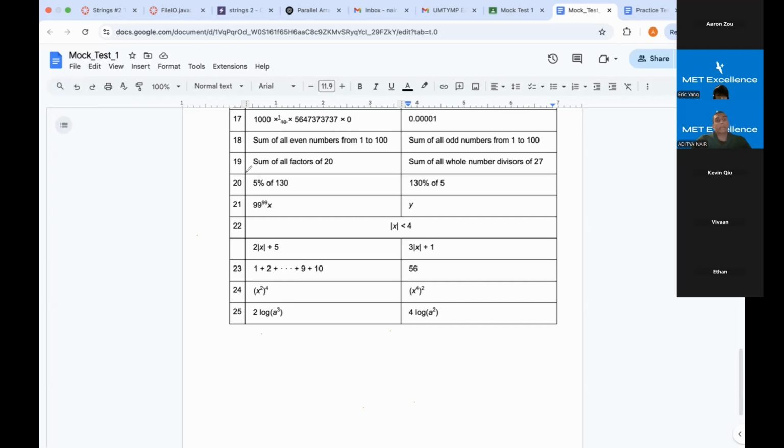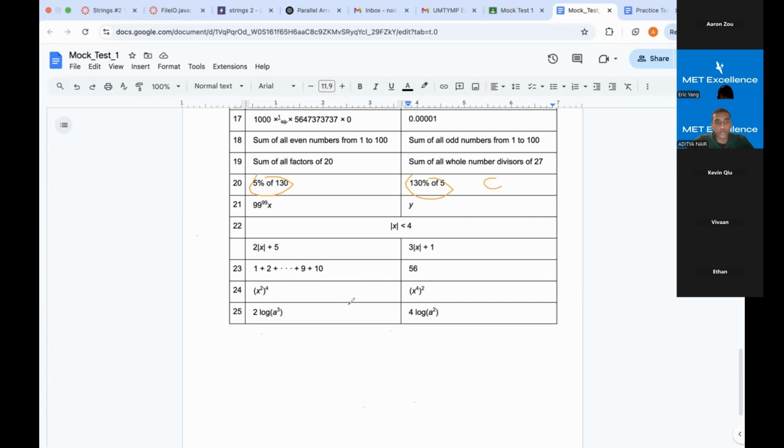Okay, thank you. And now for 20, we have 5% of 130 and 130% of 5. A cool trick about percentages is that you can switch the two numbers around. So 5% of 130 is the same thing as 130% of 5. So they're actually both equal. So we can do C. That's just a cool trick you can remember.